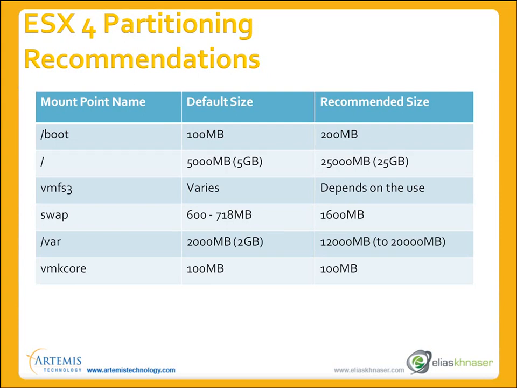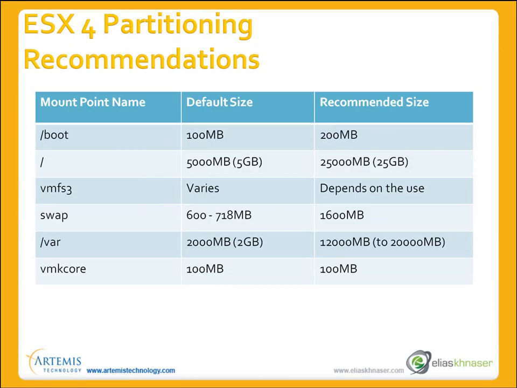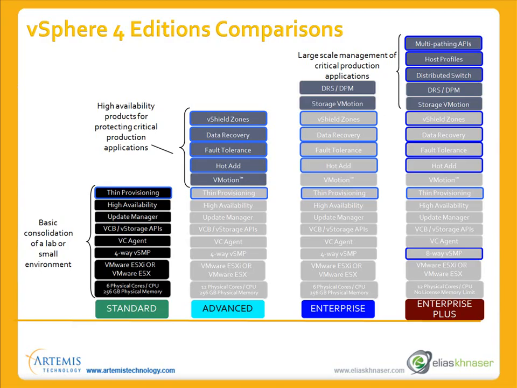Again, it depends on how much memory there is in the actual physical ESX host, but we're going to give it the maximum of 1600 automatically because we're increasing the service console's memory as soon as we go into post-install configuration to 800 meg, so we double that to 1600 meg. The var and var log is going to be 2 gig by default. We're going to give it 12 gig, and then the VMK core is 100 meg, and we're going to leave it at 100 meg.